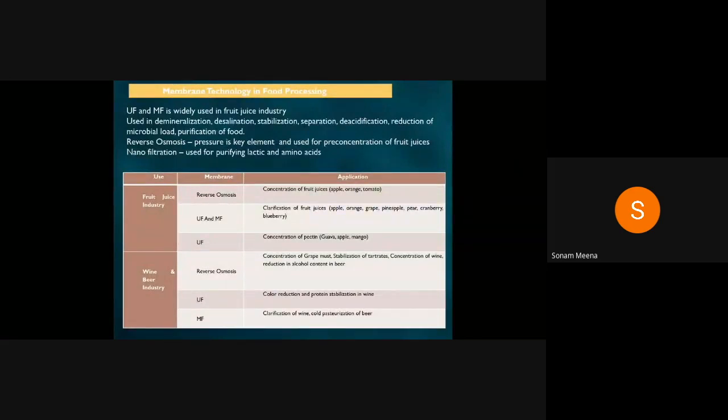And this is the membrane technology in food processing. Like for the fruit juice industry, they were using RO and also UF and MF. For wine and beer industries also, they were using reverse osmosis, UF and MF. Most widely used in fruit juice industries means UF and MF. Nanofiltration is used for purifying lactic and amino acids. Like this, they will ask which filtration is used for purifying lactic acid and amino acids. Reverse osmosis is a pressure-driven process and is used for pre-concentration of fruit juice.